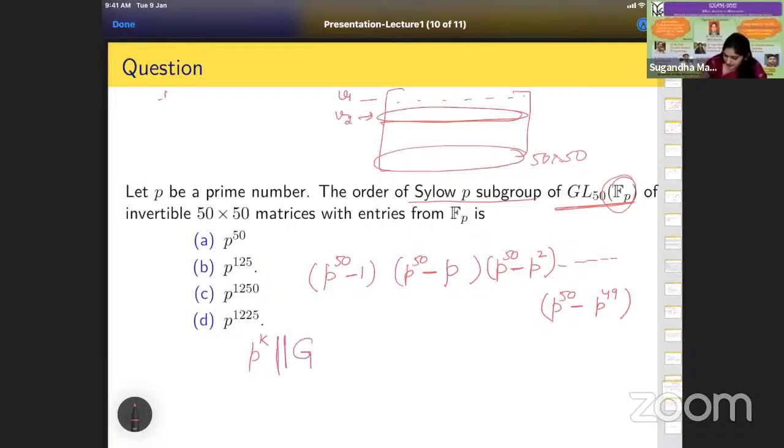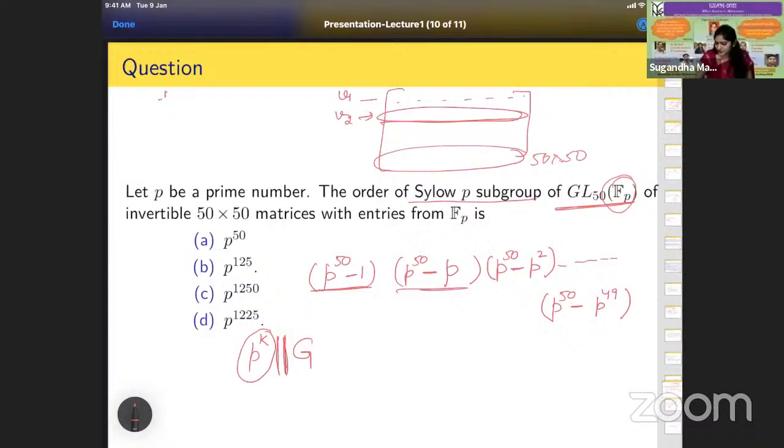I'm using this sign for highest power. Suppose I have p to the 40 as the highest power, that means p to the 41 will not divide G. And that is the size of the Sylow p-subgroup you're going to have. So basically, you just have to look for the highest power of p which will divide the order of this group.